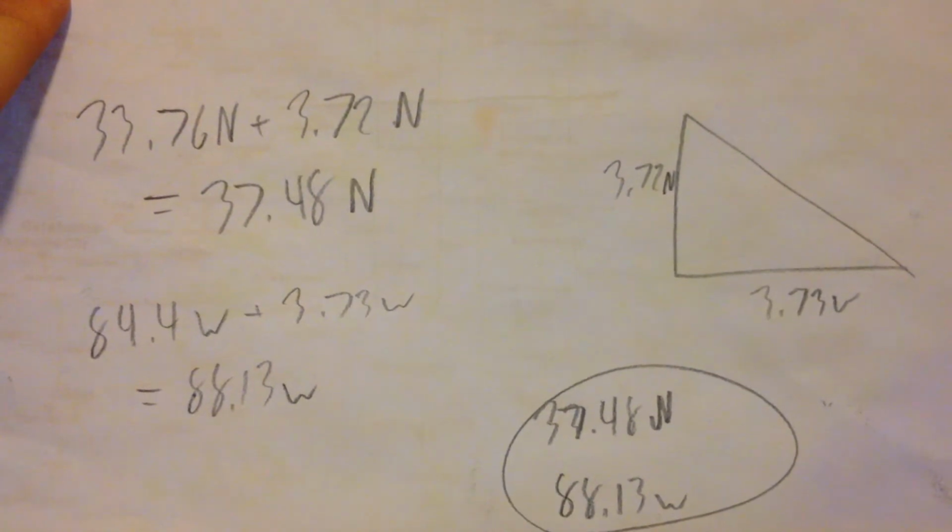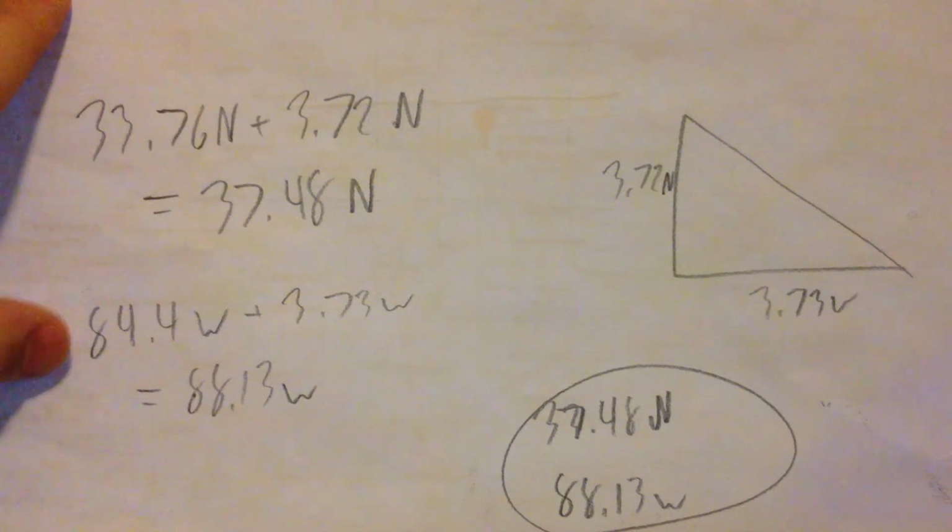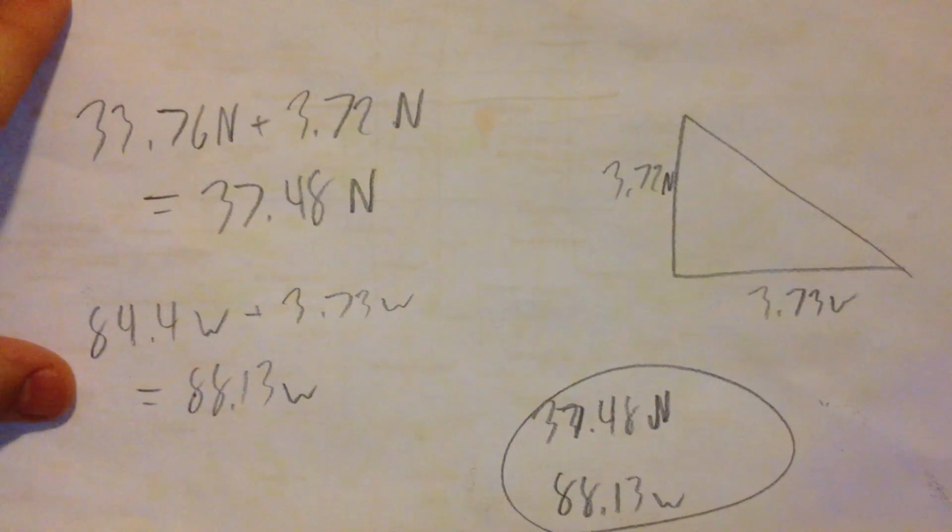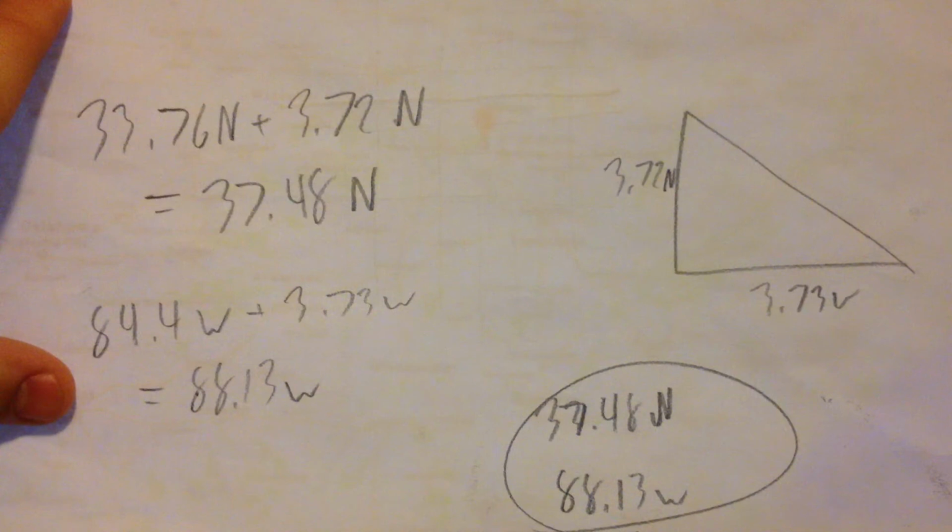So 33.76 degrees north plus 3.72 degrees north equals 37.48 degrees north, and 84.4 degrees west plus 3.73 degrees west equals 88.13 degrees west. So that means that the coordinate that you would land on would be 37.48 degrees north and 88.13 degrees west.